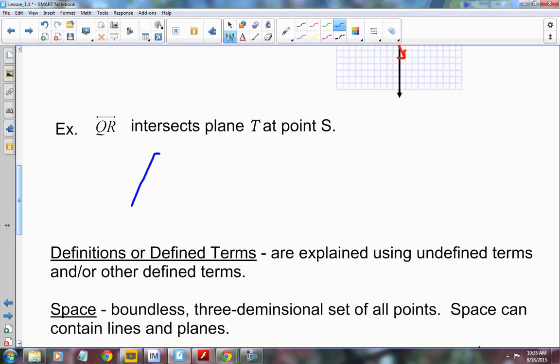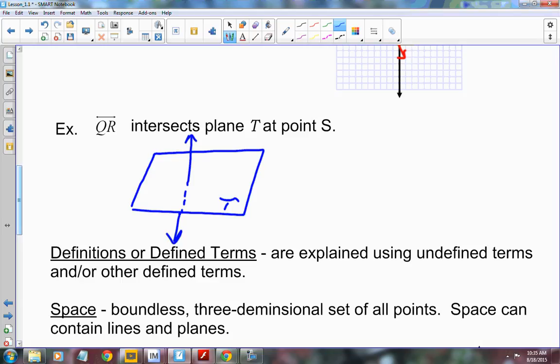So we've got a plane, and we'll name it T. Funny looking T in it. And it says that QR intersects that plane. So that means that it goes through it. Now, to show that it goes through it, I'm going to draw a line to here, and then I'm going to draw a dotted line. And you draw a dotted line when what you're drawing is behind it. Okay, so that indicates that it's going through it. If I drew a solid line, I would think it was lying on it.